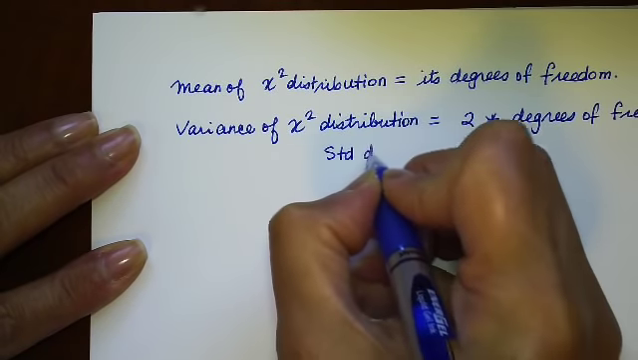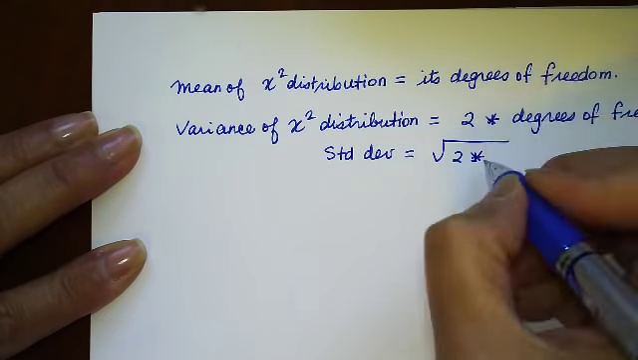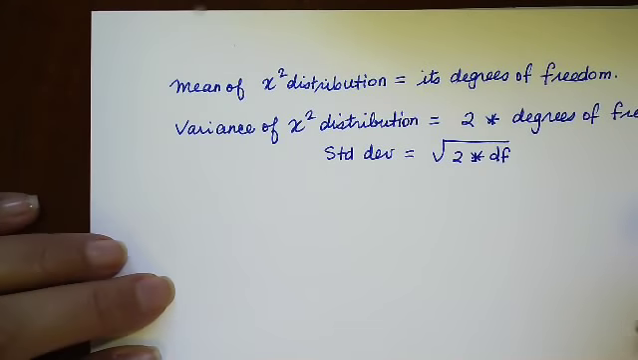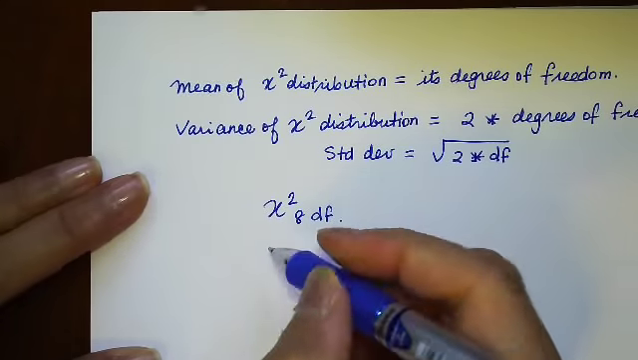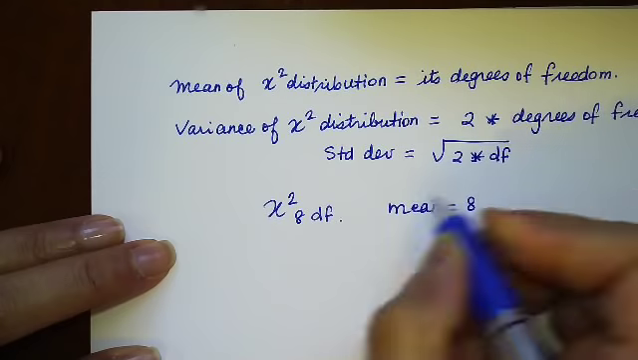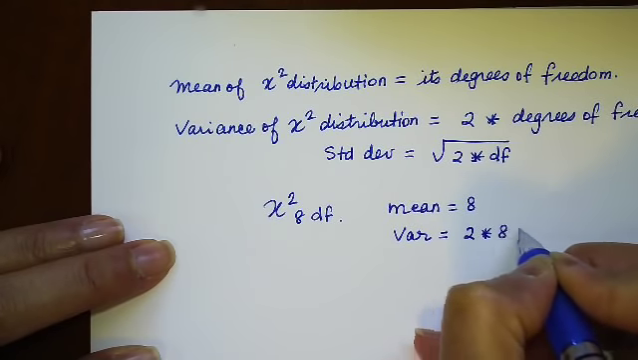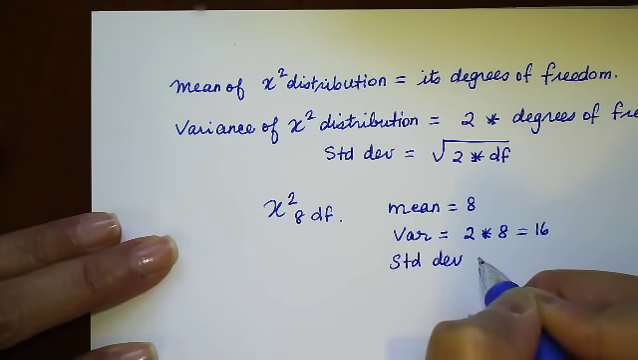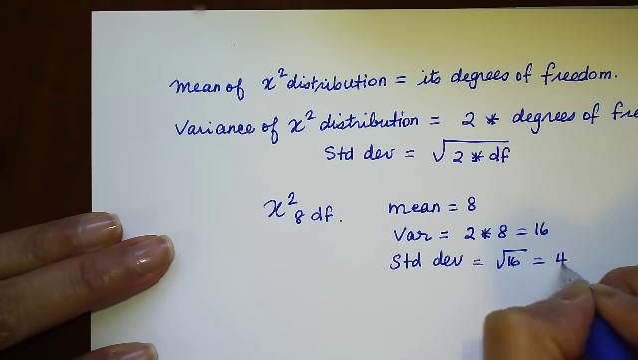Therefore, the standard deviation would be the square root of the variance. So if I have a chi-square with 8 degrees of freedom, its mean would equal 8, and its variance would be 2 times 8, which is 16, and the standard deviation would be rad 16, which is 4.